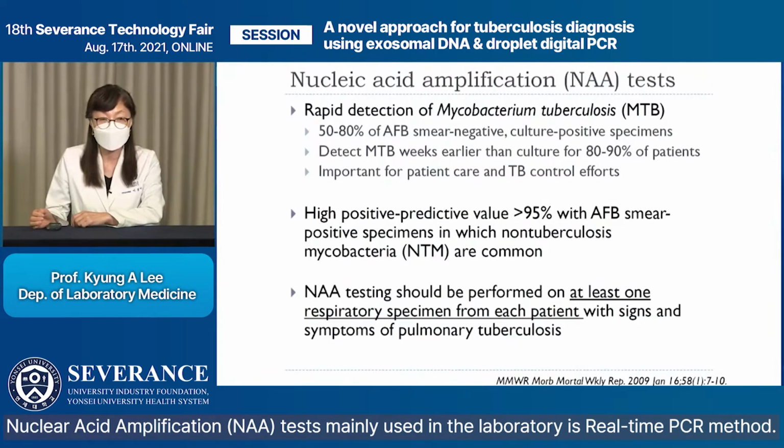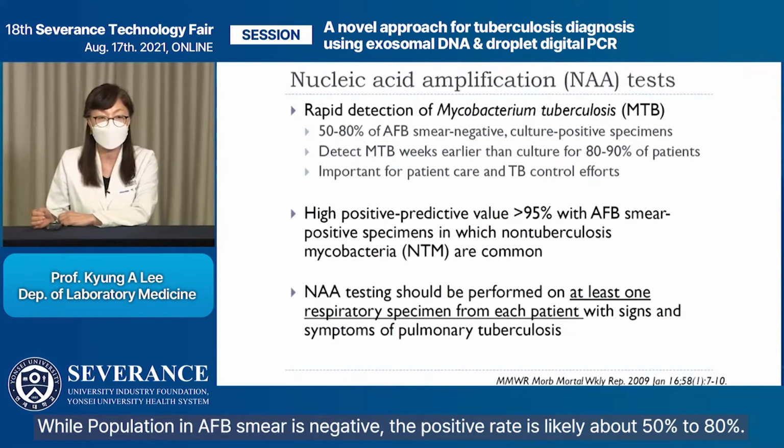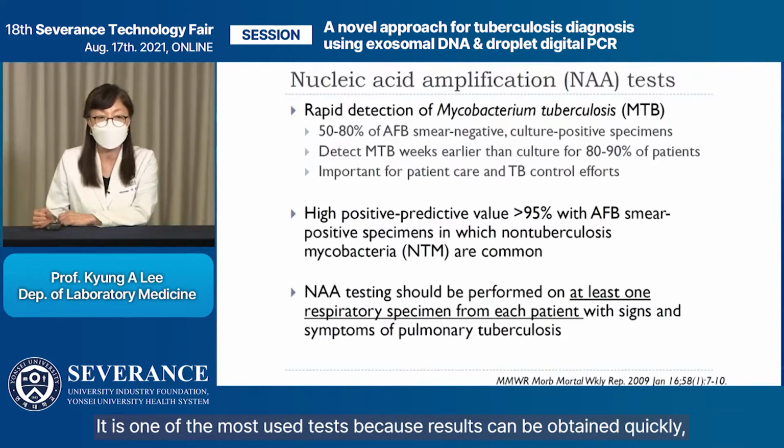Nucleic acid amplification, NAA tests, are mainly used in the laboratory as the real-time PCR method. The biggest advantage is that it is used clinically to detect results faster than culture. In the population where AFB smear is negative, the positive rate is likely about 50% to 80%. It is one of the most used tests because results can be obtained quickly.